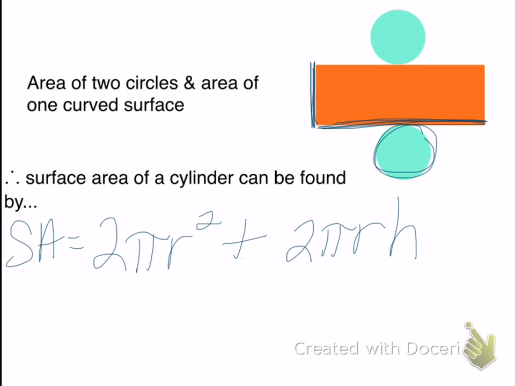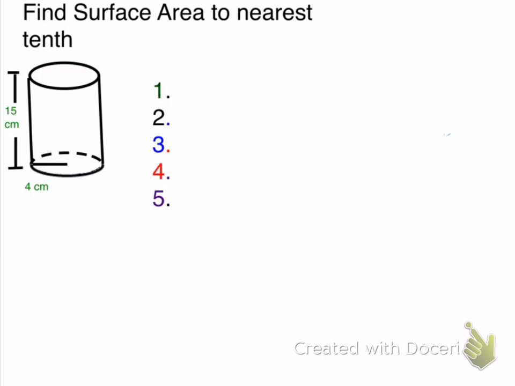So let's look at applying this to our figures. In this first example, we want to find the surface area to the nearest tenth. We're given that the height of the cylinder is 15 centimeters and the radius of the cylinder is 4 centimeters. Now, I have listed step 1 as something that I'm going to show in green, so I'm going to change my pen to green and would encourage you to do the same thing.